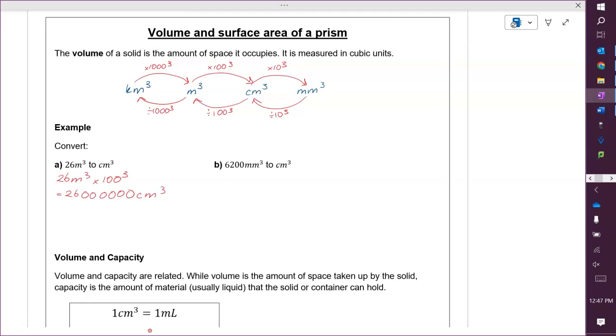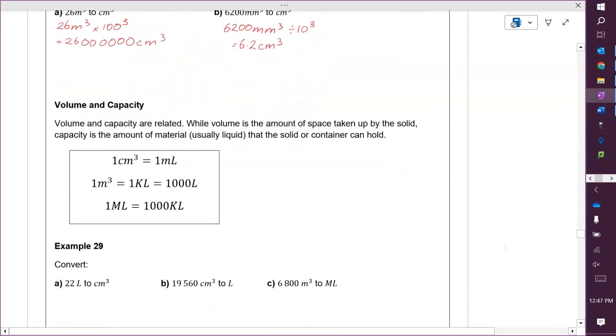For this one here, we have 6200 millimeters cubed. Going millimeters to centimeters, so I'm dividing by 10 cubed, which is going to give us, I move that decimal point 3 places. We go 1, 2, 3, so 6.2 centimeters cubed. So again, just follow that flow chart where necessary.